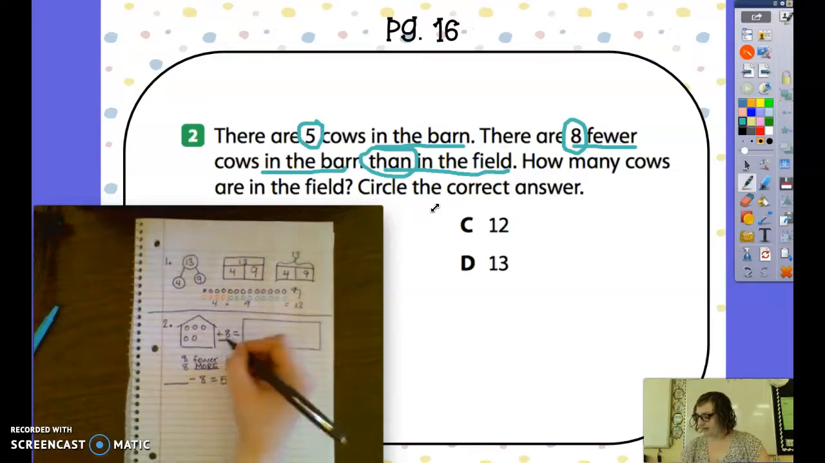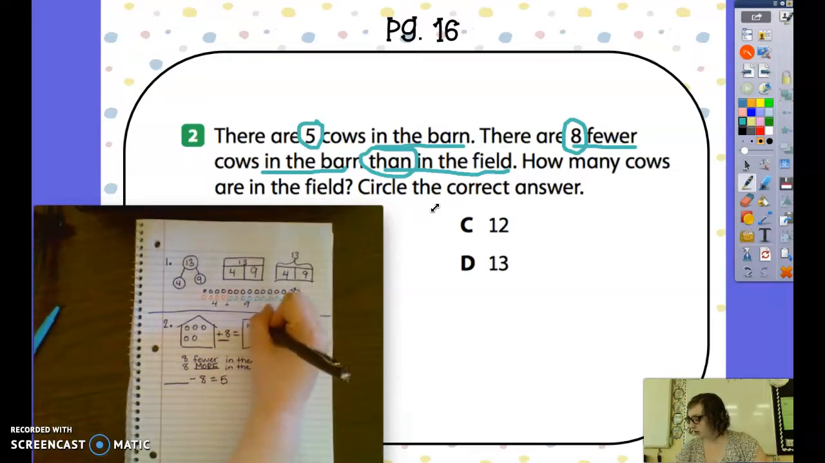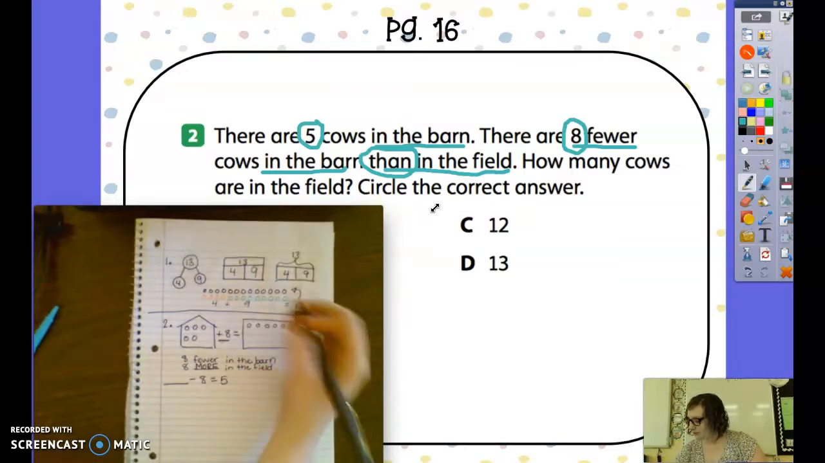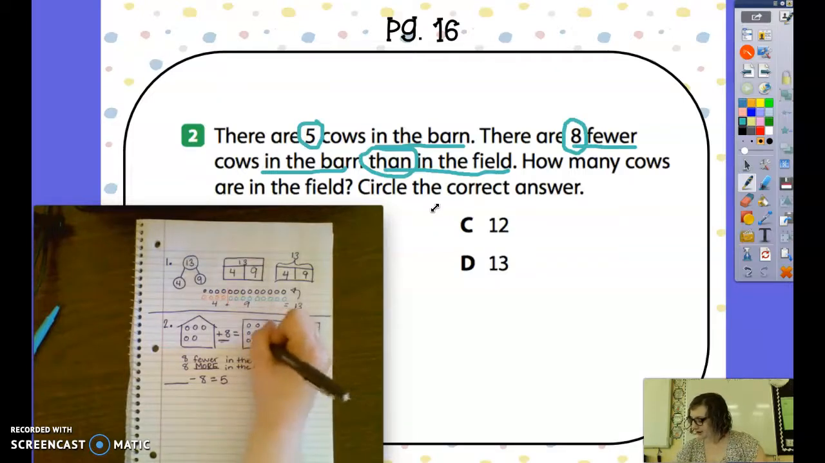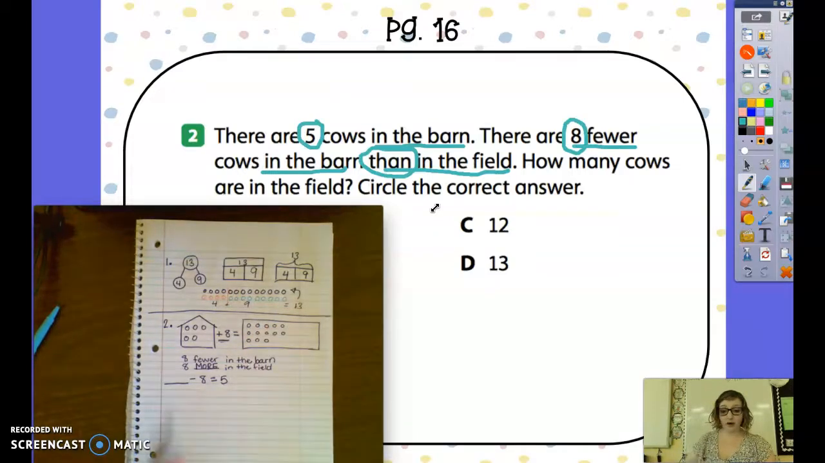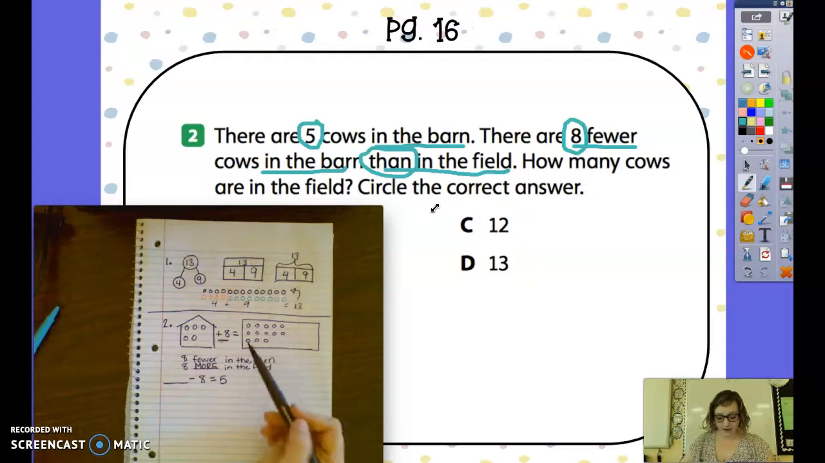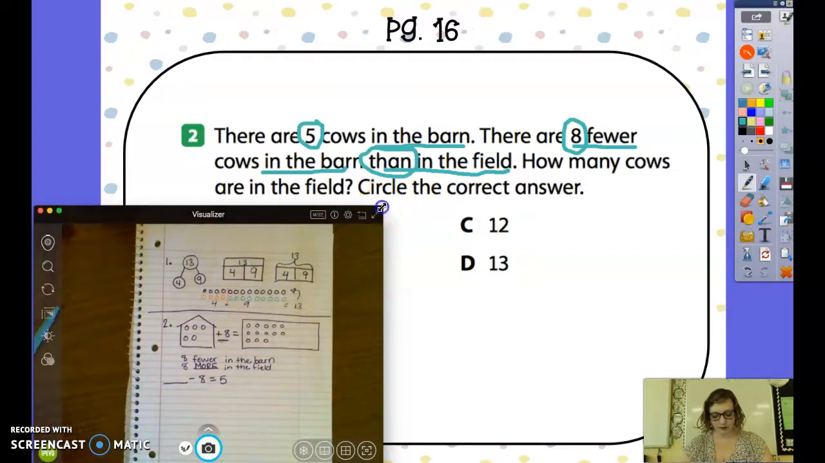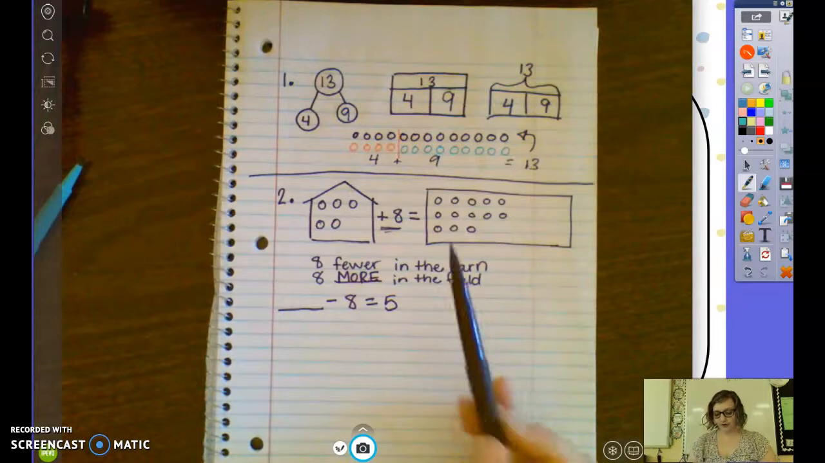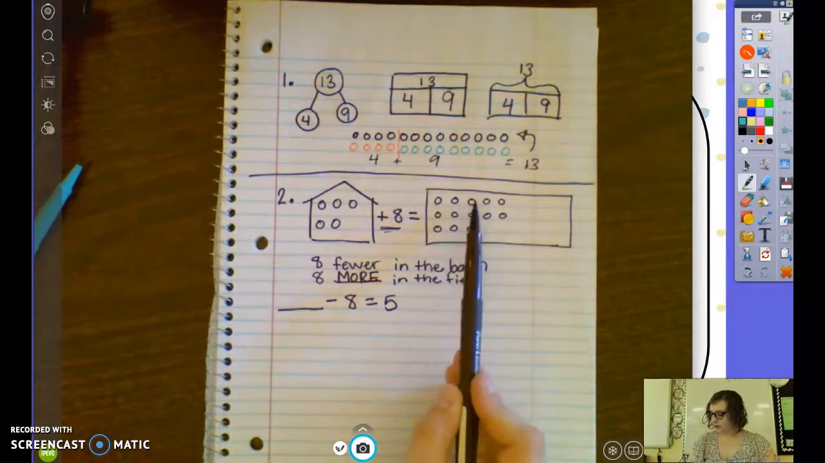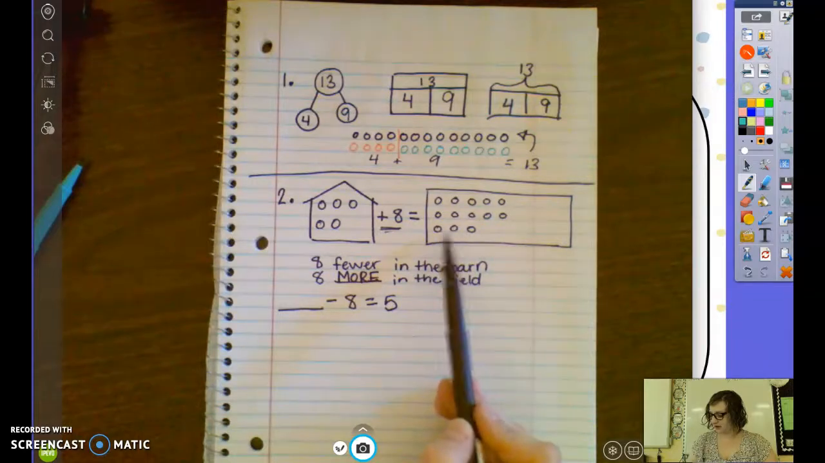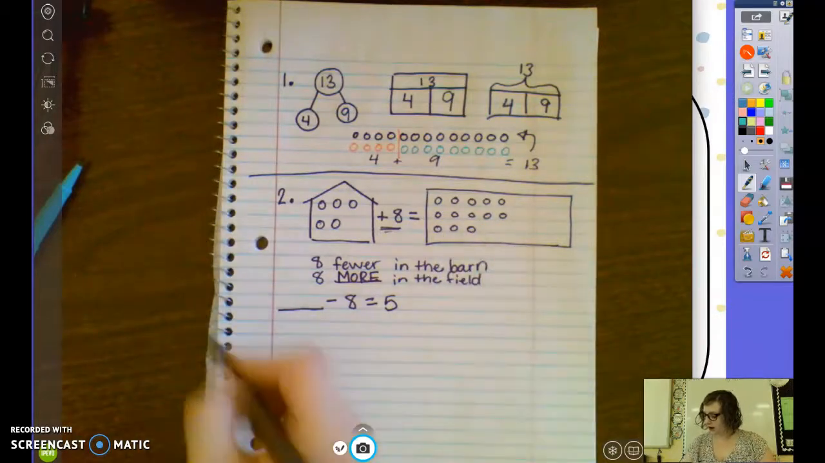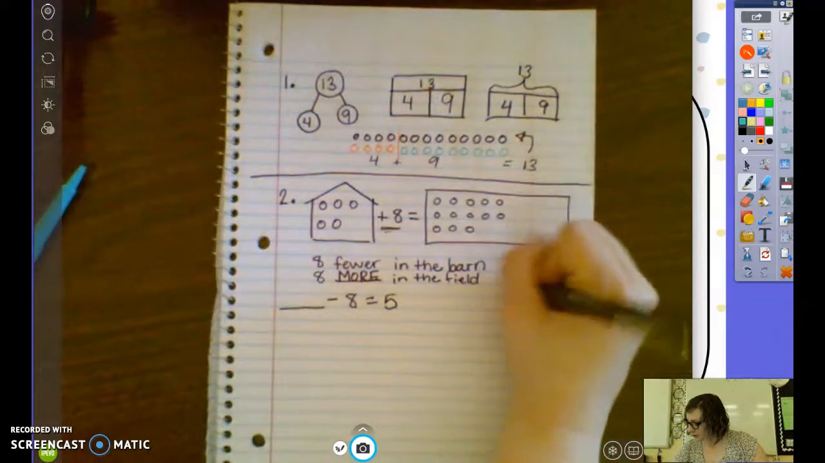So 5 plus 8, I'm going to go ahead and draw this out. So 1, 2, 3, 4, 5. Okay, so I've got my 5. Now I need to add 8 more. 1, 2, 3, 4, 5, 6, 7, 8. Okay, now I want to count these up to see if I have the total number. Let me make this a little bigger for you, sorry. All right, so now we're going to count 1, 2, 3, 4, 5, 6, 7, 8, 9, 10, 11, 12, 13. So I know that my answer is 13.